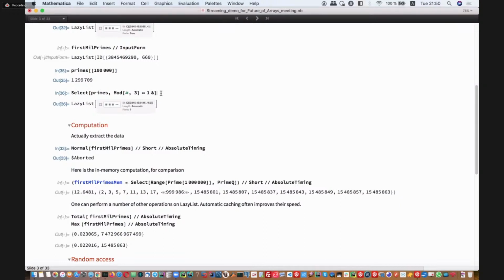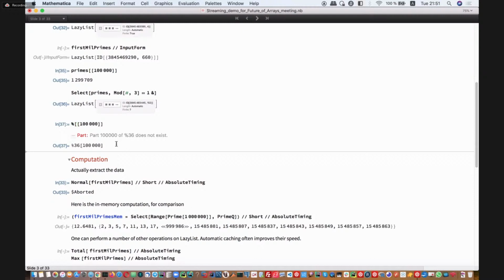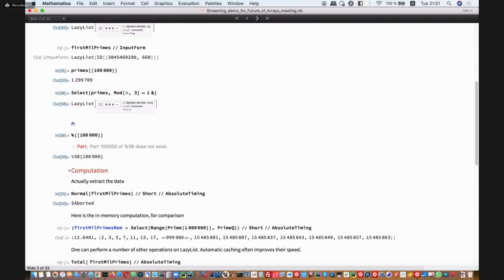Now I want the 100,000th one of those. Take percent sub 100,000. No, just percent. Oops. Why? Let's try again. It shouldn't work like that. Let's see. Well, what if I just do? It should have worked. I was trying similar things before, and it was, of course, working fine.